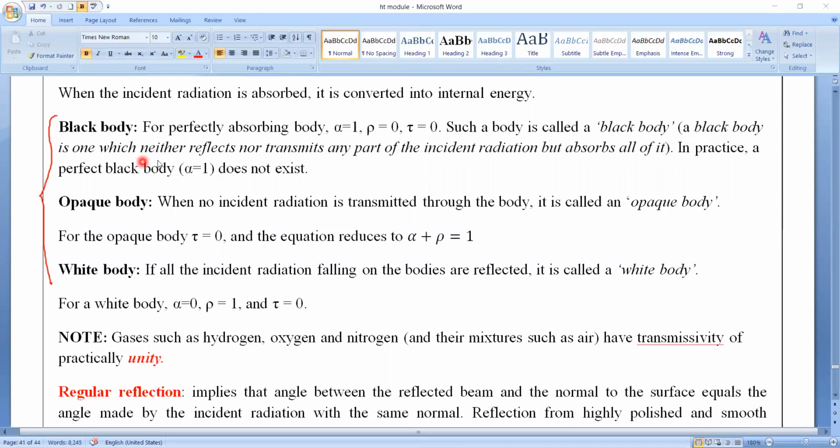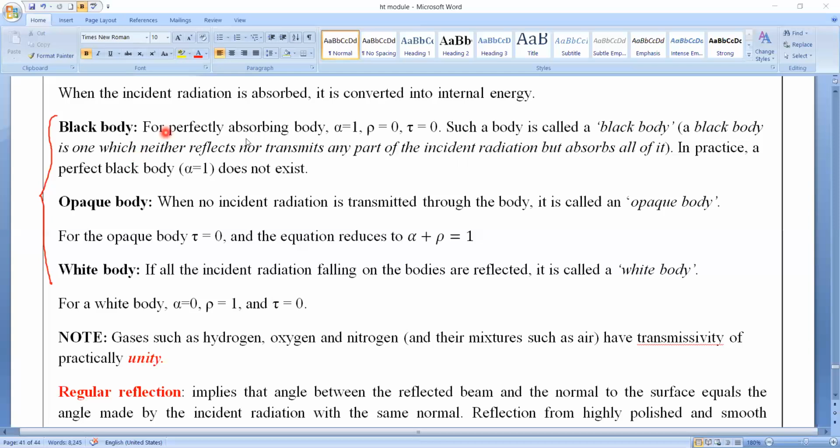A black body is one which neither reflects nor transmits any part of incident radiation, but it absorbs all of it. In practice, a perfect black body doesn't exist. Remember, students, in the universe the perfect black body doesn't exist, because the body has some ability to absorb some part of radiations and to reflect or transmit some radiations, but we can't presume that the black body exists in the universe. Because the black body is one which absorbs all the radiations falling on it, which will not happen practically.